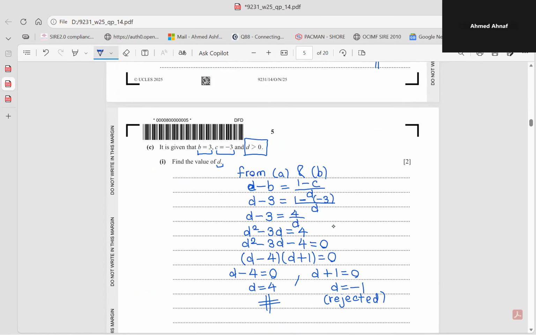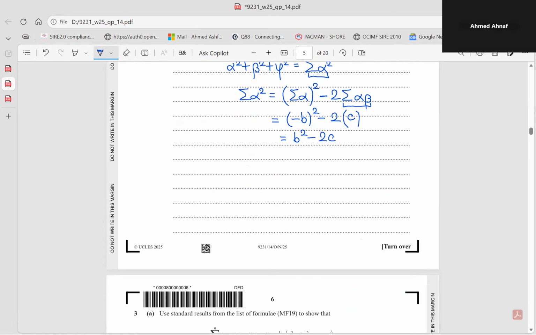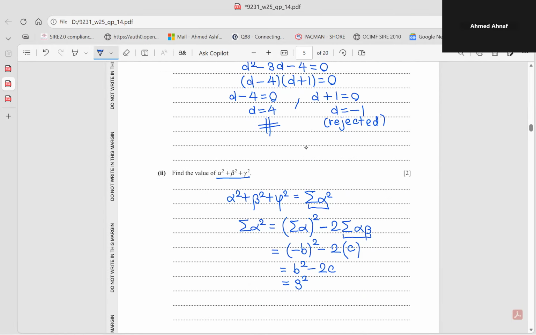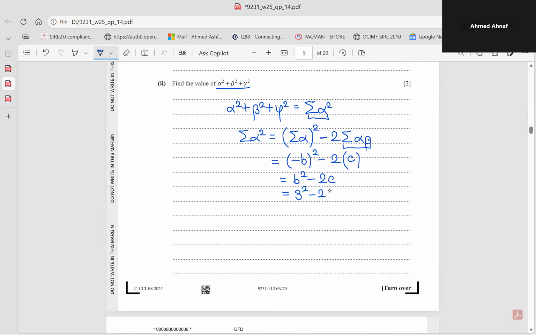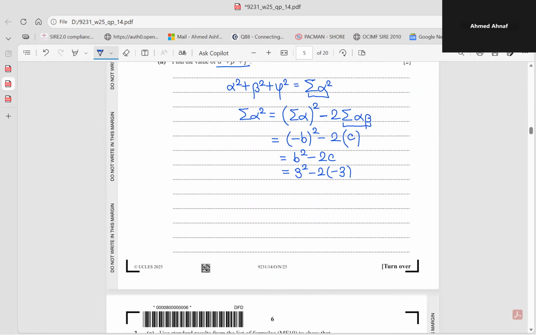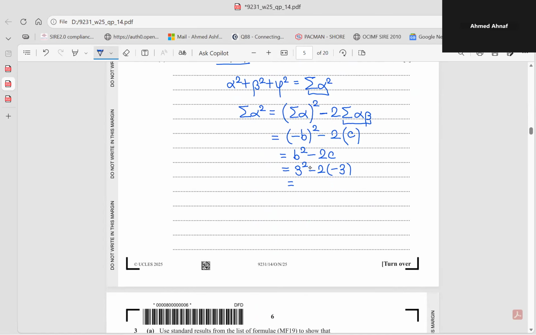And we're already given the values for b and c, so you can just directly substitute 3 squared minus 2 times negative 3. So you get 9 plus 6, which gives you 15 as the final answer for this question.